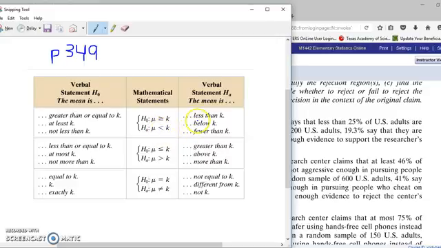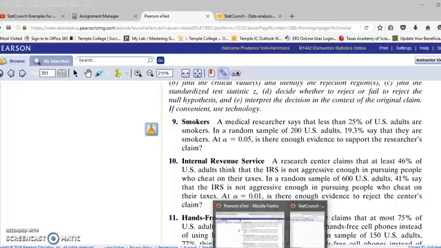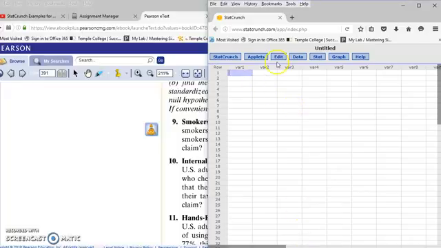So this is going to be important that you match up some of these statements with the appropriate inequality. So in our problem number 9 about smokers, less than goes with the alternative hypothesis, less than. Now I realize we're doing population proportions because this is a percent here, but the use of the inequality, you might find that helpful. So let's go to StatCrunch and let's talk about this.